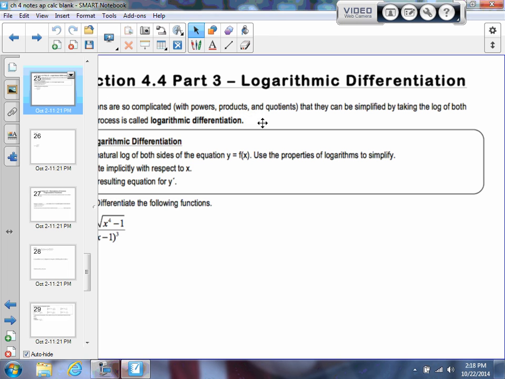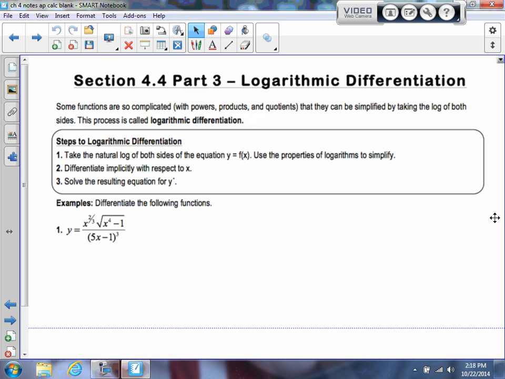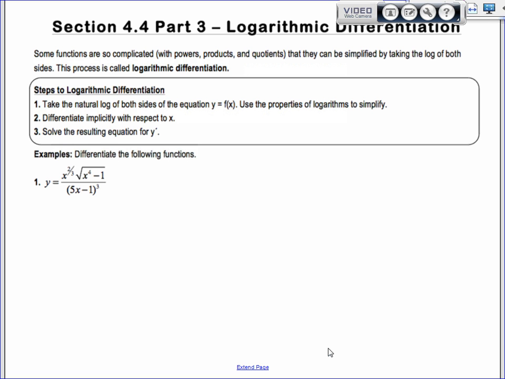6.4 part 3 is on logarithmic differentiation. Okay, so we've talked a little bit about some strange derivatives that you're supposed to memorize, right? We've talked about if you have y equals a to the x, so for example, y equals 5 to the x, we've talked about its derivative, which is 5 to the x times natural log of 5, right?